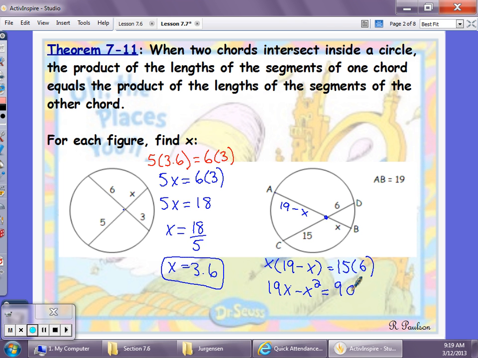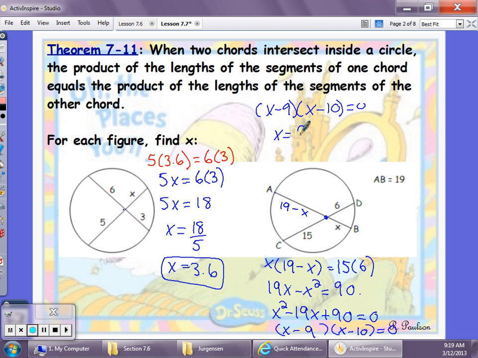We're going to set this up so we can factor. We want to keep that x squared term positive, so we're going to move everything over to this side. So we have x squared minus 19x plus 90 equals 0. We're looking for two numbers that multiply to 90 and add to negative 19. Our two factors are going to be x minus 9 and x minus 10. If we set each equal to 0, we know that the solutions are x equals 9 or x equals 10.